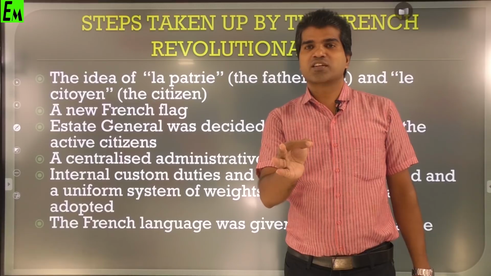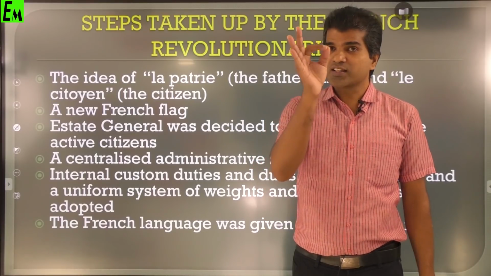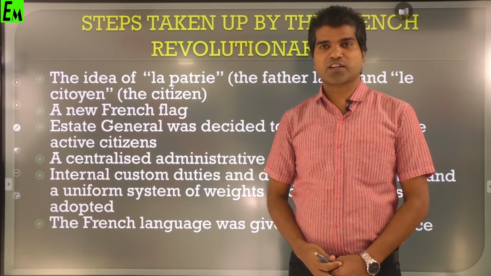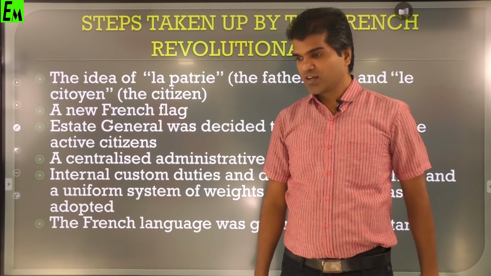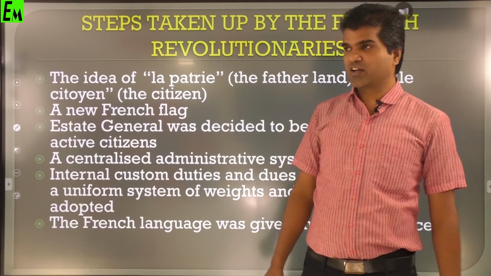A very important question from this chapter: which are the steps taken by the French revolutionaries in order to introduce a sense of collective identity? What are the steps they have taken?